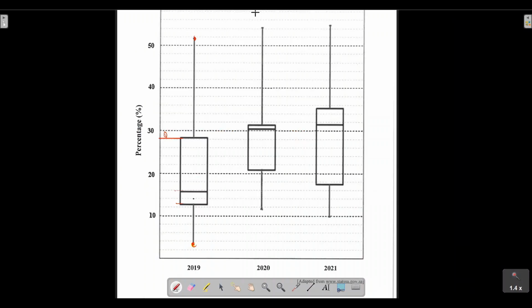Okay, so what is the median for 2021? Remember, guys, again, this is our minimum. This is our Q1. This is our Q2 or our median. This is our Q3. And this is our maximum. So this is the Q2 or the median that we basically want to read off.